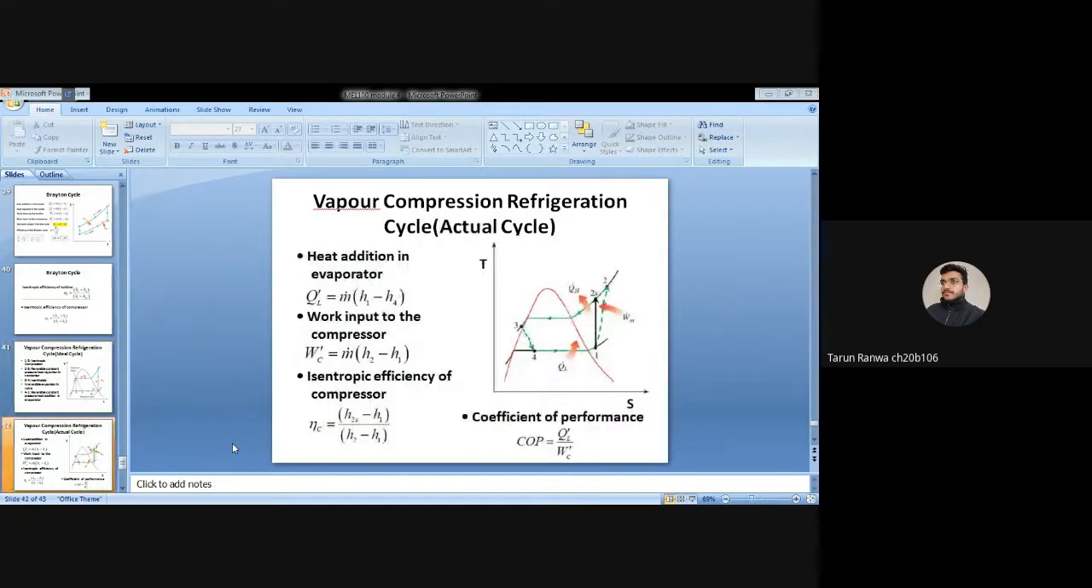So here are some changes we will see. Heat addition in the evaporator equals m dot into H1 minus H4, and work input to the compressor we can compute. The isentropic efficiency of the compressor we can compute as H2s minus H1 divided by H2 minus H1, and we can compute the coefficient of performance equals QL divided by WC.